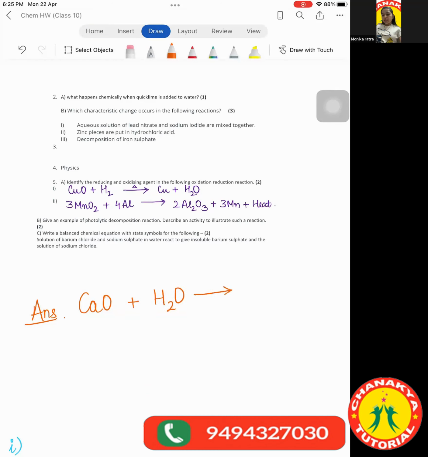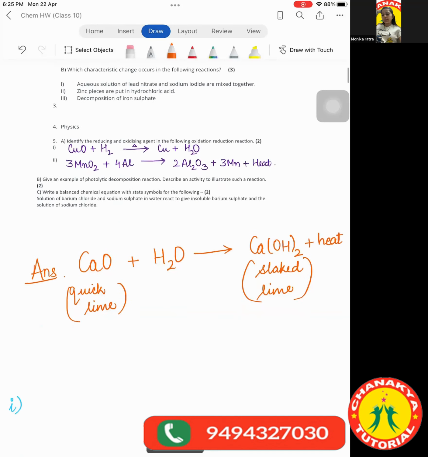So calcium oxide is the quicklime. Water is already known to you. It leads to the formation of calcium hydroxide, which is known as slaked lime. Many of you wrote the same thing in words, but you have to represent it with the chemical reaction whenever they are asking you to write what happens chemically.